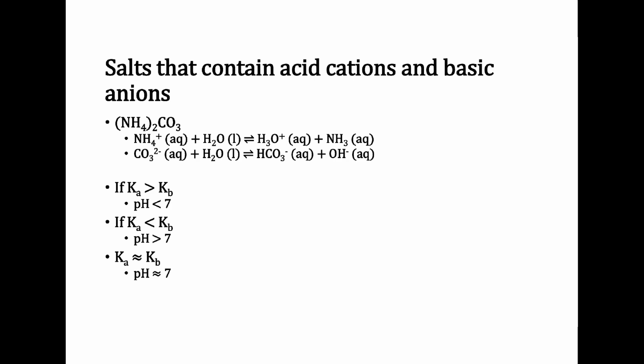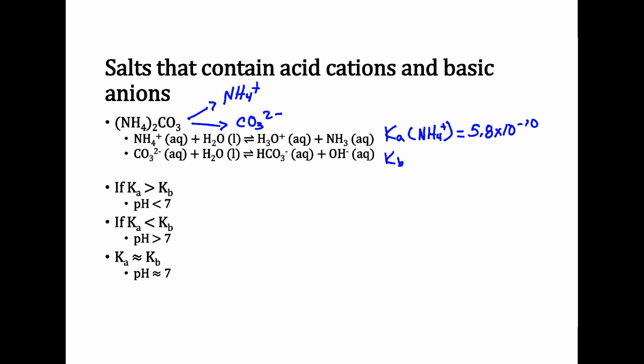So in this example, what we're going to look at is, what happens if your salt contains an acidic cation and a basic anion? If we were to look at ammonium carbonate, at the correct temperature, this would dissociate into ammonium and carbonate. Well, if you were to look up Ka for this first reaction, because this is the dissociation of an acid, Ka of ammonium is equal to 5.8 times 10 to the negative 10th.